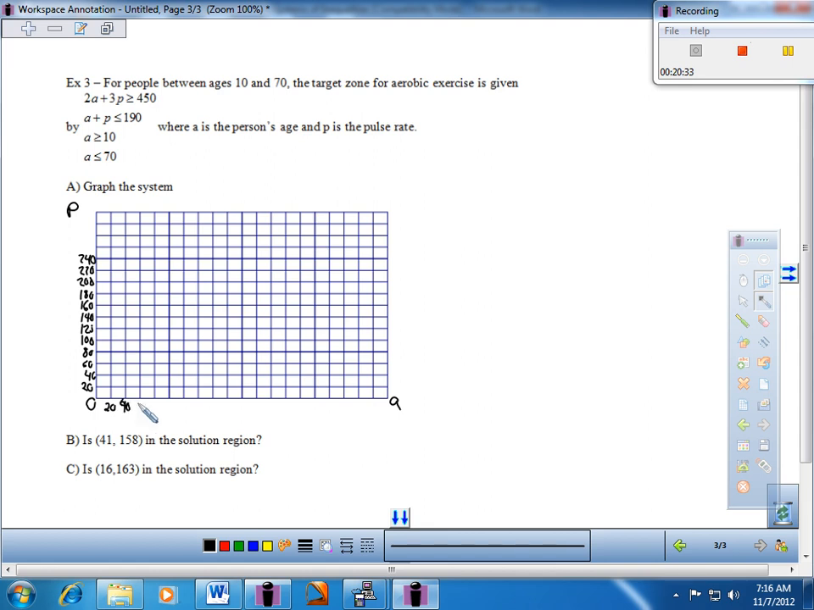So 20, 40. Nothing written in stone about this, by the way, everyone. You choose your own scale. I would argue you probably want to go by the same amount, though. So 160. And I'll get up there. You guys do the same on yours, however you want to do it. As I said, nothing really that's required here.